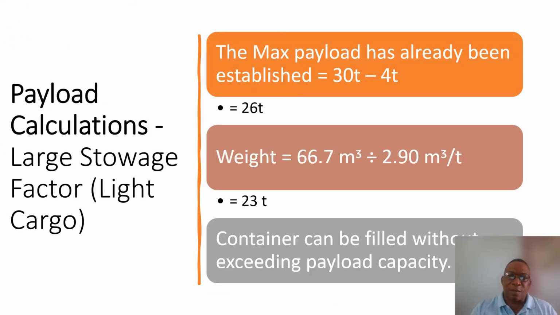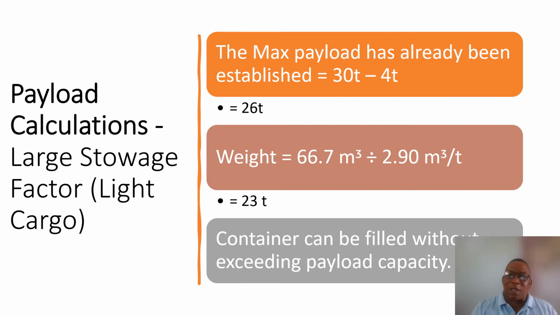Solution: the maximum payload has already been established. Yes, 26 tons. The weight can be calculated by using the volume, which is 66.7 cubic meters, this time dividing by this 2.9 cubic meters per ton cargo, resulting in 23 tons. So the container can be filled without exceeding the payload capacity. So this resulted in approximately 89% of the maximum payload.